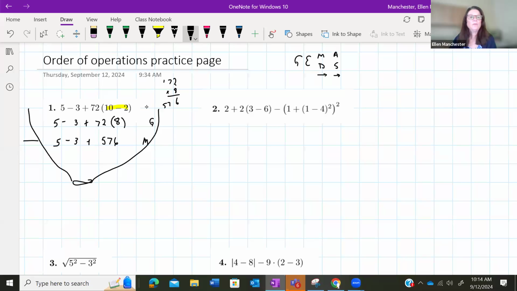Okay, so as I'm reading left to right, I'm going to do subtraction first. So 5 minus 3 is 2. And now I'm down to one answer. 2 plus 576 is 578. And that is my one answer.